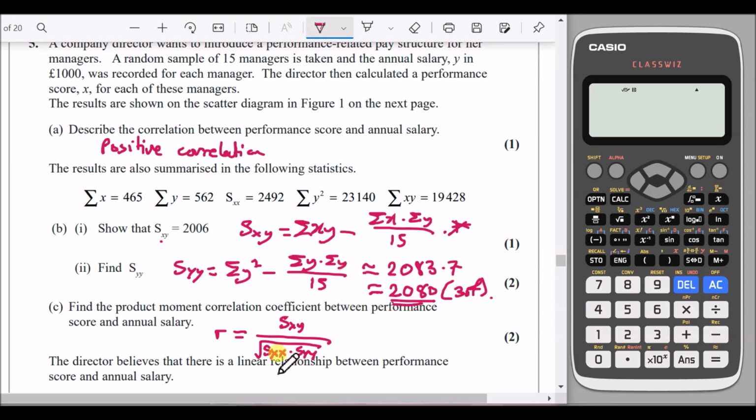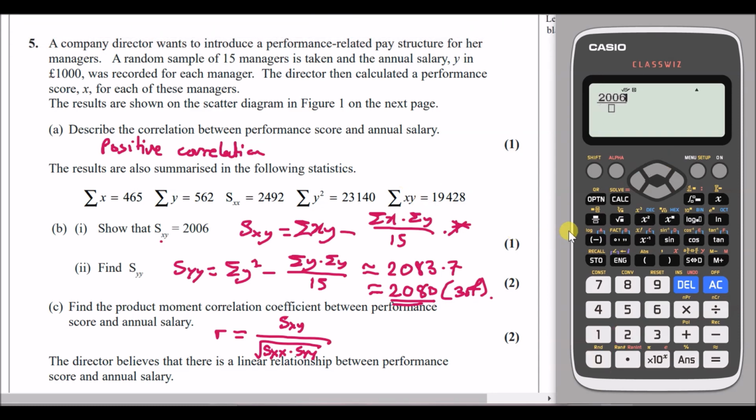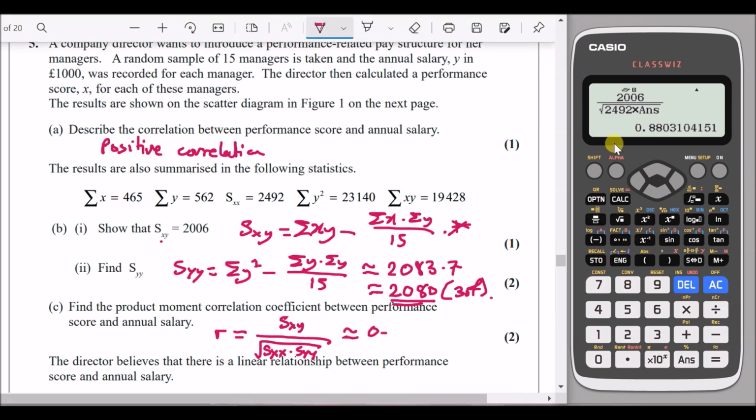So in the calculator, we're going to have SXY, so fraction button, SXY, which is 2006, over the square root of, what's the square root of SXX? SXX was 2492 times, and now we're going to use our previous answer. So we're going to press the answer key, because that's already saved as the true answer. And then pressing equal, you should get roughly that, 0.880.